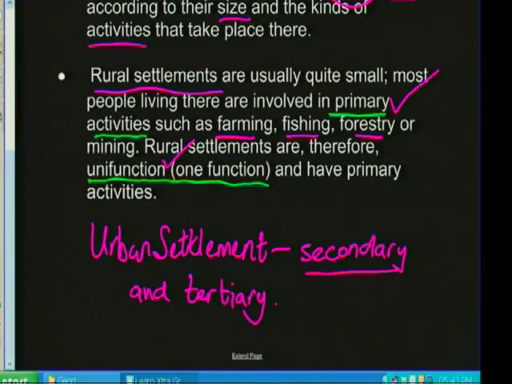Those are secondary activities. Tertiary activities deal with the services provided in order to manufacture the secondary products. Another important word is, therefore, that these settlements are multifunctional.